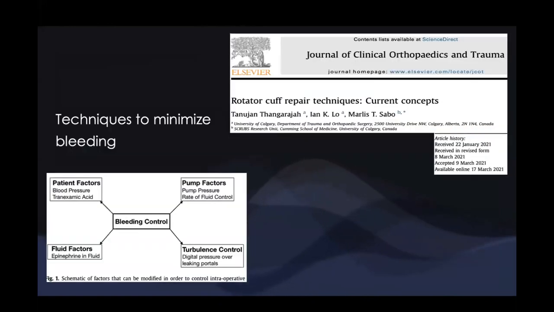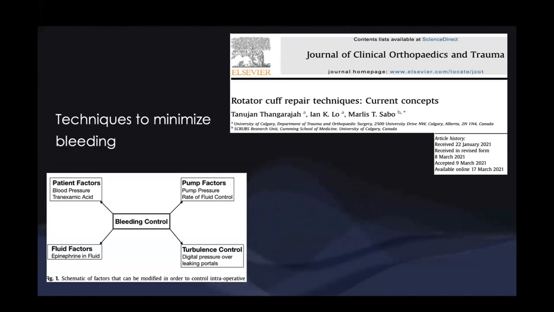So Tanuju did a study on the cuff repair techniques and the current concepts. And he stated that the most important thing in understanding a salvageable cuff and repairing a massive salvageable cuff was to minimize bleeding. So the main important thing is bleeding control. Now, this can be because of multiple factors like patient factors, fluid factors, pump factors, or turbulence factors. So all these have to be controlled.